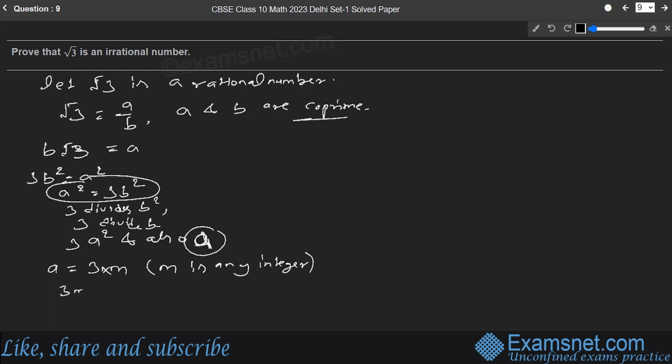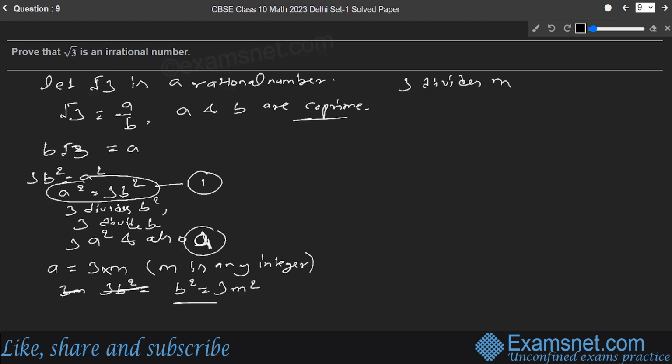So it becomes 3m's 3b square. 3b square is nothing but equal to a square, where a square is equal to 3b square. Let us make this equation number 1. Then 3 is a factor, 3 can divide a, so we write a is equal to thrice of m. Now in place of this we can write b square is equal to 3m square.